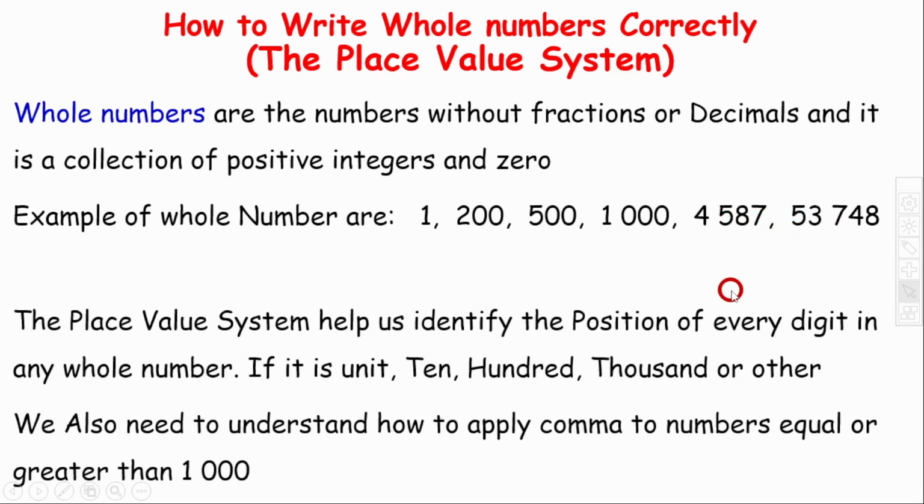So the place value system helps us to identify the position of every digit within that whole number. It helps you find out if it is a unit, a tens, 100, 1,000, or any other. We also need to understand exactly how to apply commas to numbers that are greater than 1,000. So the place value system is very, very important because it makes us able to identify the position of every digit within a number.